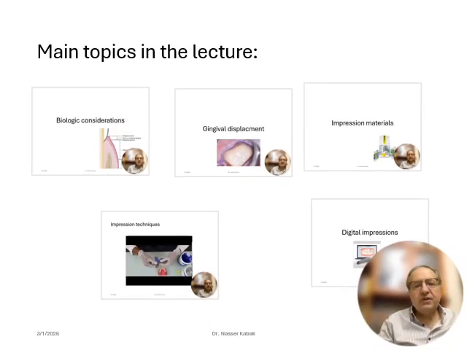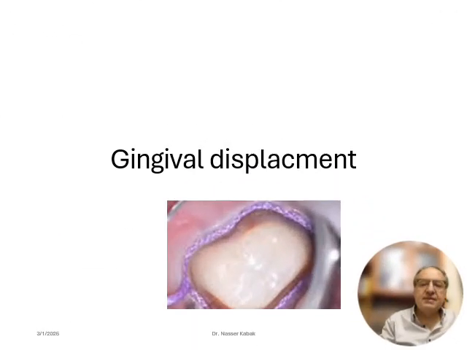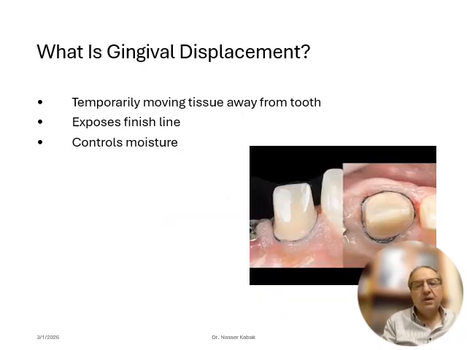So the main topics of this lecture will be biology, gingival displacement, impression materials, impression techniques, and digital impressions. Gingival displacement and what are the methods of gingival displacement. At first, what is gingival displacement? It's temporarily moving the tissues away from the tooth.